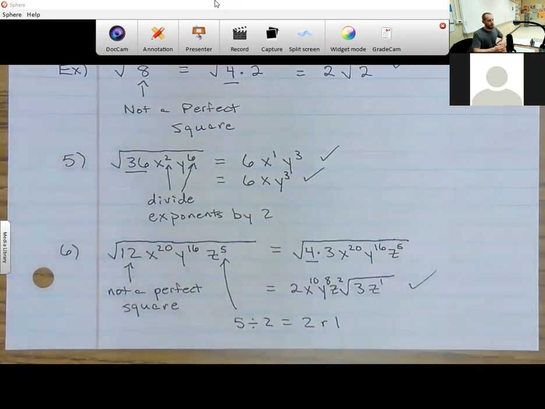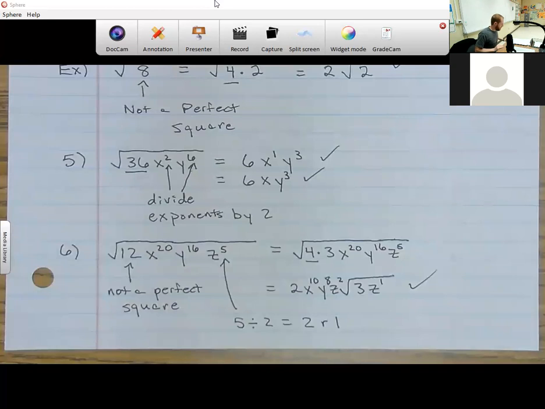There you go. So the answer for this is 2 times x to the 10th power, y to the 8th power, z squared, times the square root of 3 times z. And I know that sounds complicated, but what we're doing is taking out as many squares as possible, so that when we get done, what's left on the inside? We don't have any squares left. That's the point. We're trying to take all the squares out. That's the point of this.